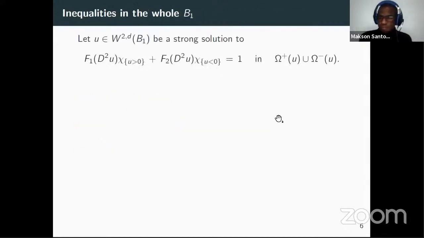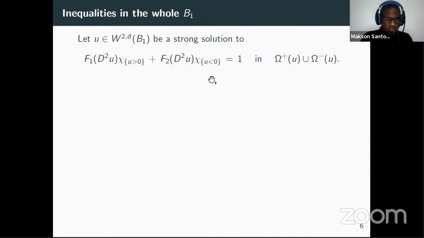Okay, as I said before, one of the difficulties is that we don't know a priori the sets omega plus and omega minus. But another difficulty is that I don't have an equation in the whole domain, right? I have an equation here and I have an equation here. And because of that, the PDE actually doesn't give us that much information. And what we do then is look for something else that can give us the information that we need.